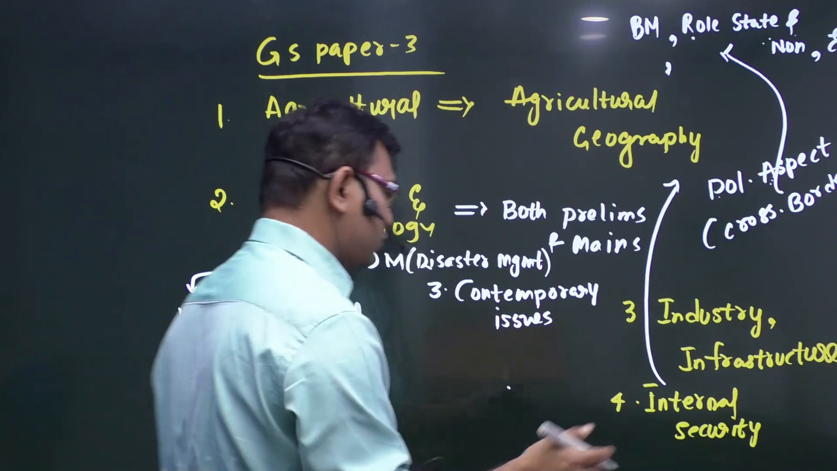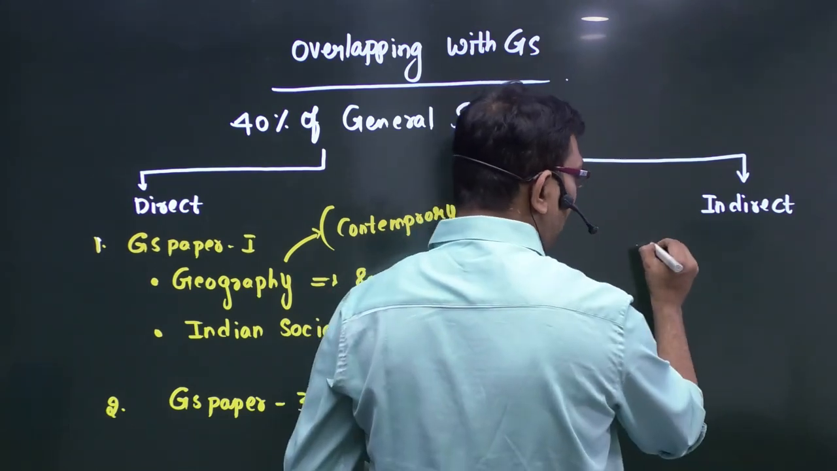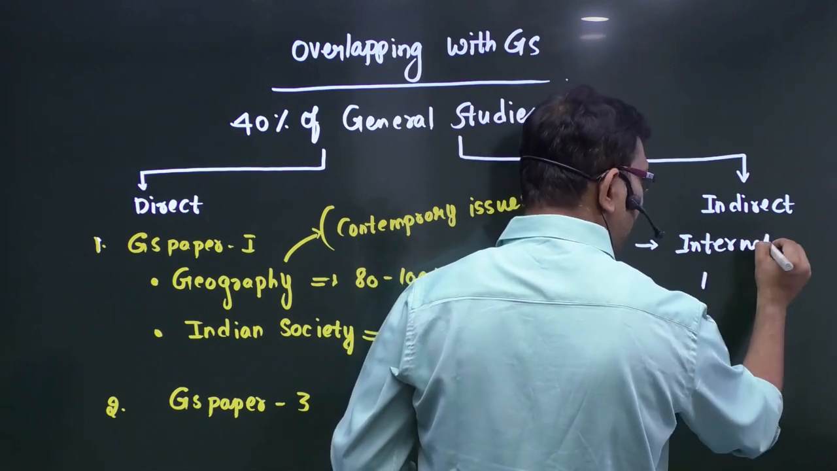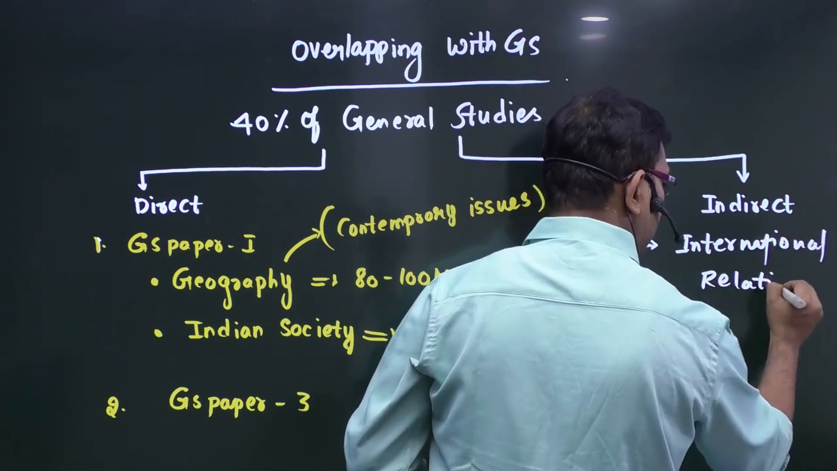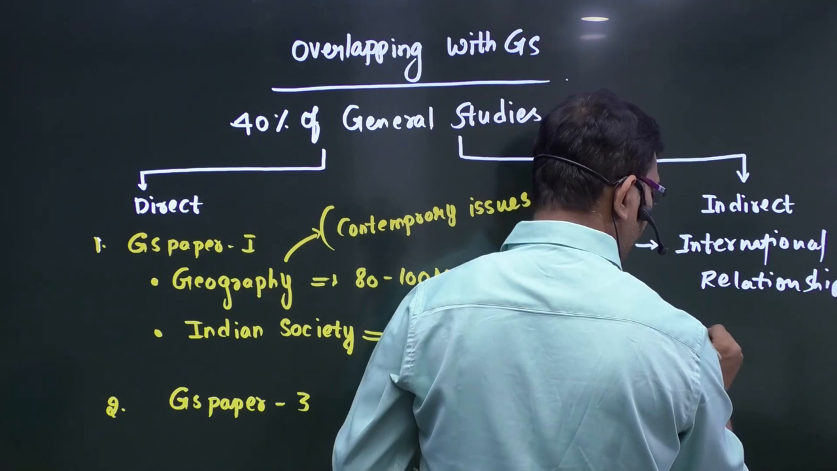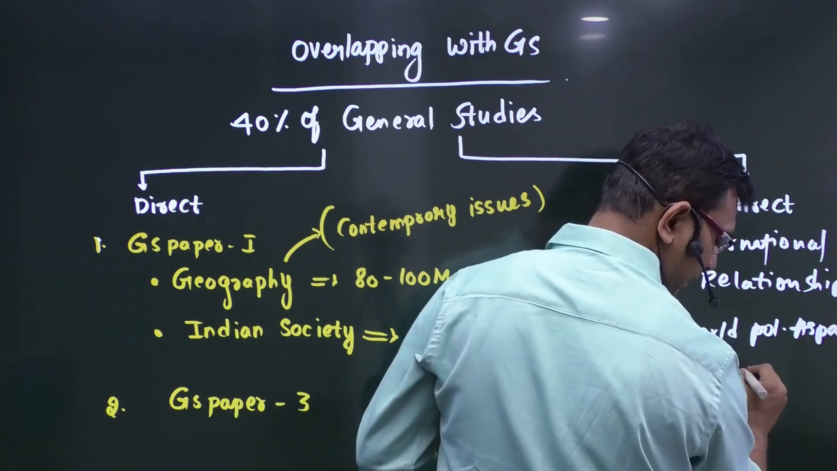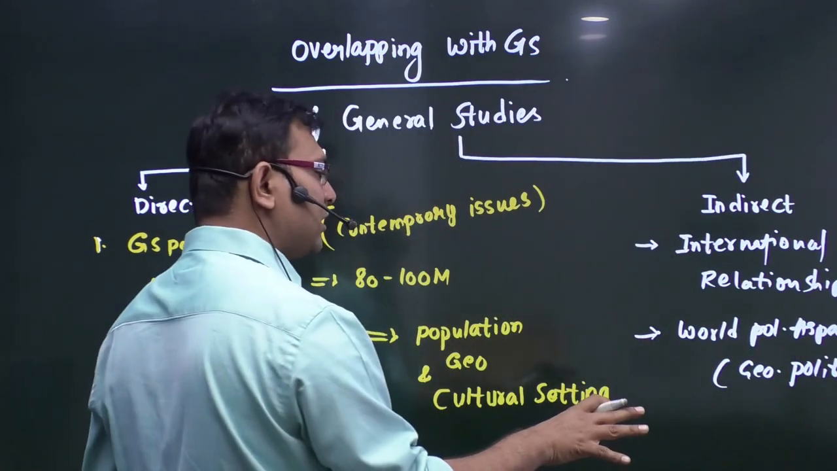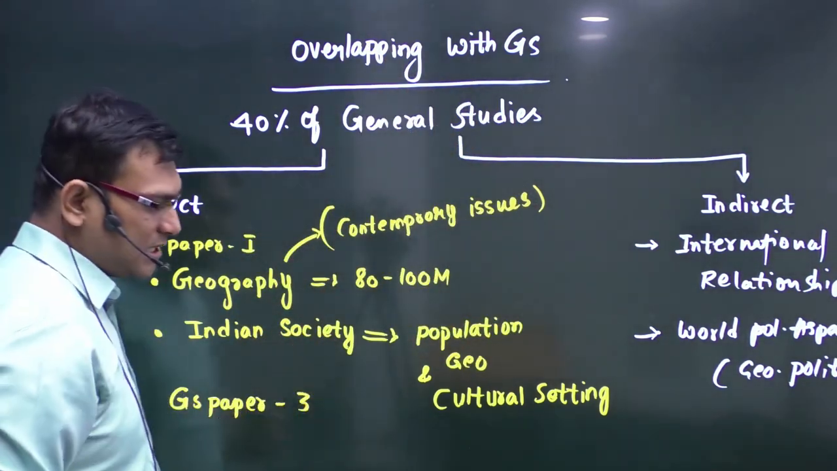Then indirectly also it will help. How will it help indirectly? Like in IR, international relations, because from the political aspects, geopolitical, international relationship. This is one. In this you can also study world political aspects, geopolitics, politics about the Indian Ocean, about Southeast Asia, etc. All those things you can study from your geography optional. So this is an advantage.